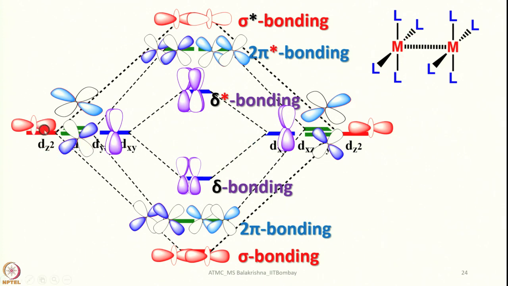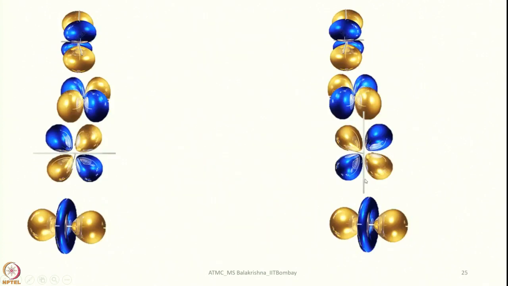If 4 electrons are there, 1, 2, 3, 4. So here 2 electrons are there, here 4 electrons are there, here 2 electrons are there, 8 electrons are there. Here we do not have any electrons. So bond order would be 8 minus 0 by 2, so that is 4 bonds. So that explains the delta bonding or quadruple bond between 2 rhenium atoms.